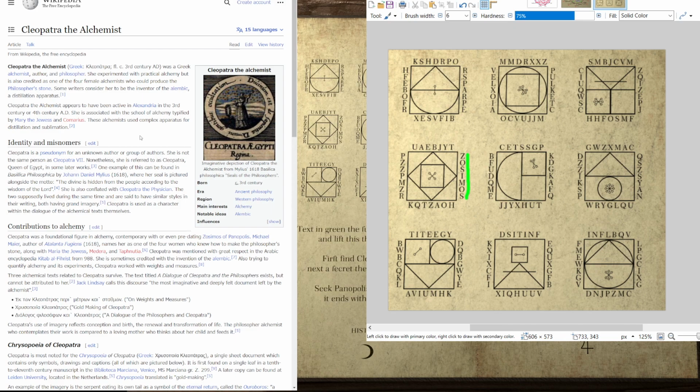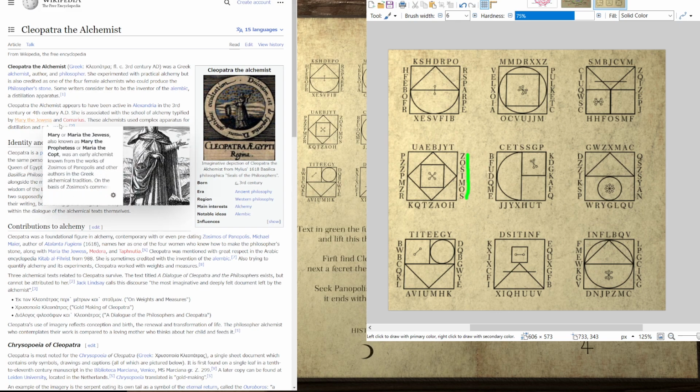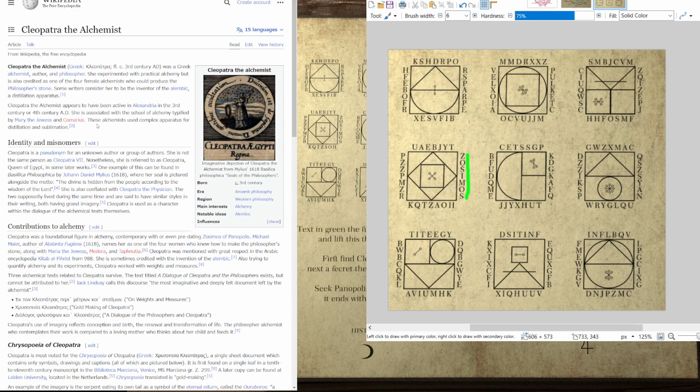Cleopatra the alchemist was a Greek alchemist, author, and philosopher. She experimented with practical alchemy, but is also credited as one of four female alchemists who could produce the Philosopher's Stone. Some consider her to be the inventor of the alembic, a distillation apparatus. Cleopatra the alchemist appears to have been active in Alexandria in the 3rd century or 4th century AD. She's associated with the school of alchemy, typified by Mary the Jewess and Comarius. Alchemists use complex apparatus for distillation and sublimation.